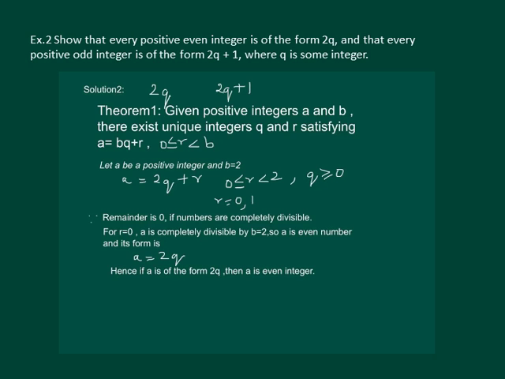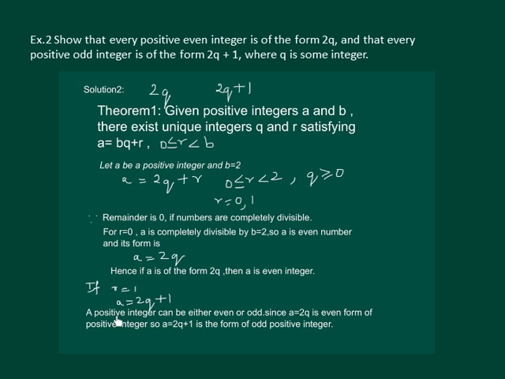Now let us look at the form of a when r equal to 1. A will be a equal to 2q plus 1. That means a can be of the form 2q or it can be of the form 2q plus 1. We have already proved that 2q is the form when a is an even number. That implies that if a is of the form 2q plus 1, it has to be odd. We can say a positive integer can be either even or odd. Since a equal to 2q is the even form of a positive integer, a equal to 2q plus 1 is the form of an odd positive integer.